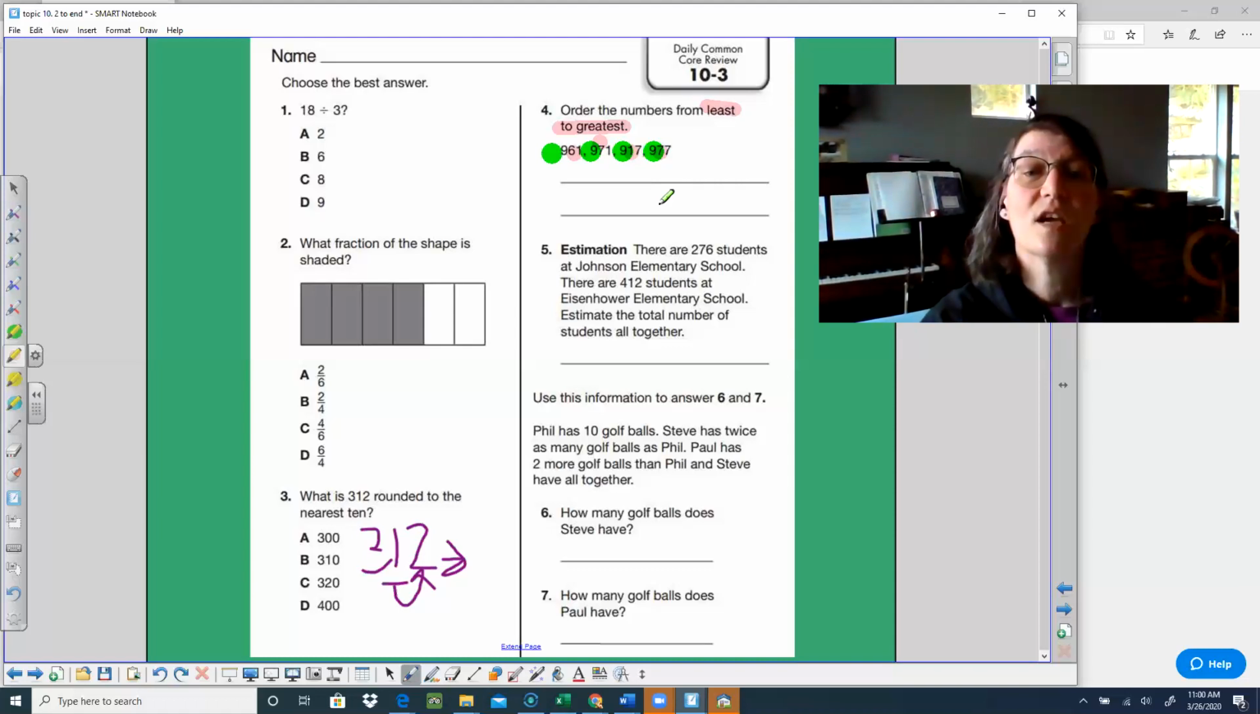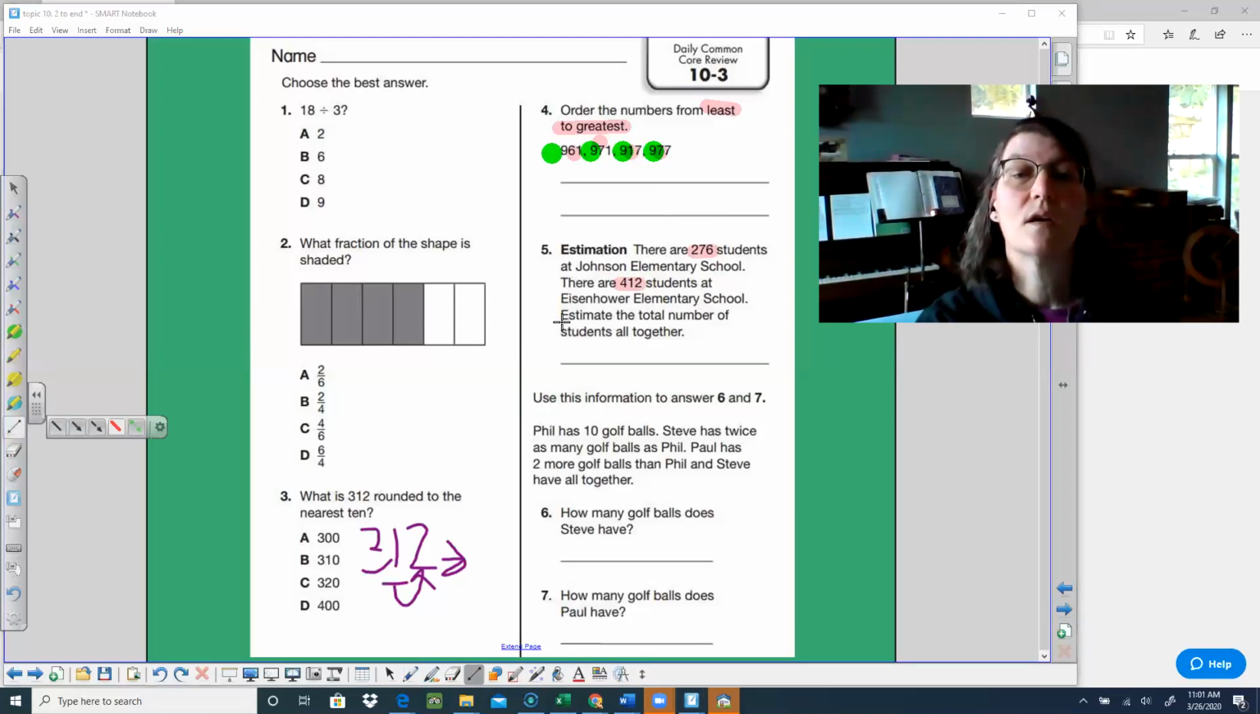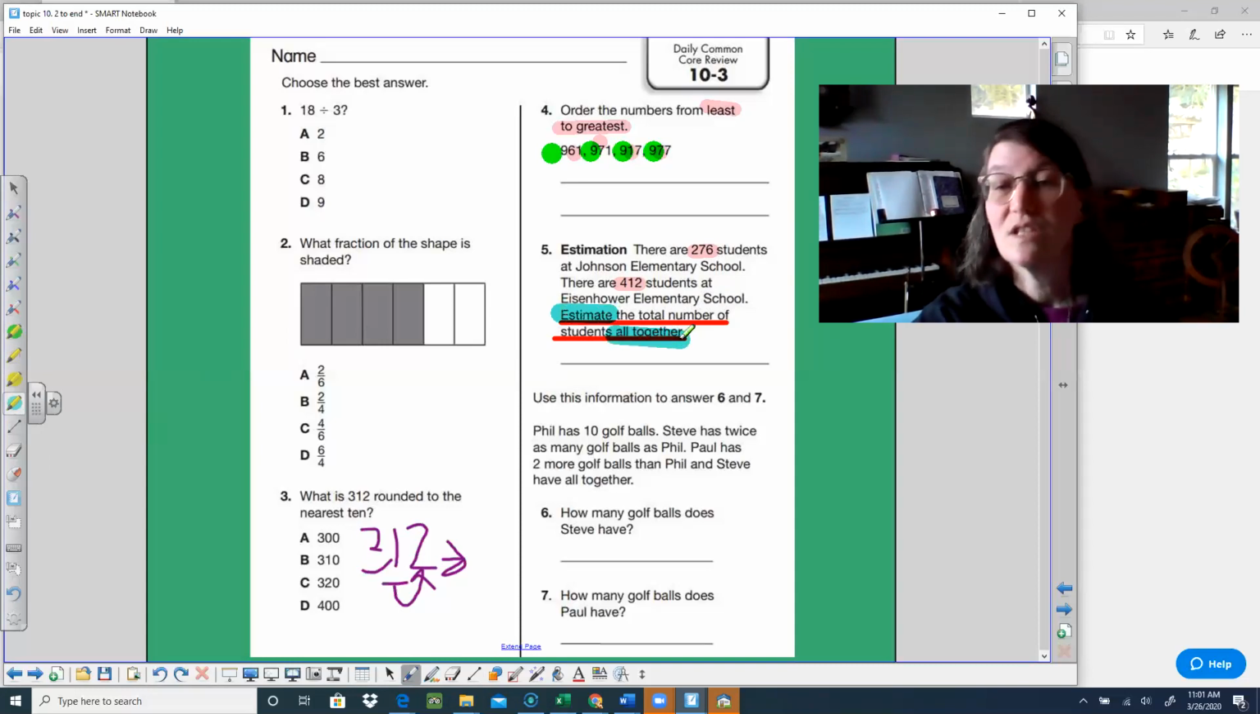Okay, ladies and gentlemen, now looking at number 5, there are 276 students at Johnson Elementary School. There are 412 students at Eisenhower Elementary School, and they want you on this one to estimate the total number of students all together. So they give us a couple clue words that we need to pay attention to. We need to pay attention to estimate, and we need to pay attention to all together. Those tell us that we are going to be rounding, and then the all together tells us we are going to be adding.